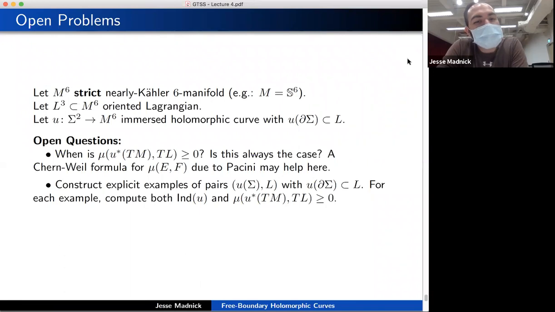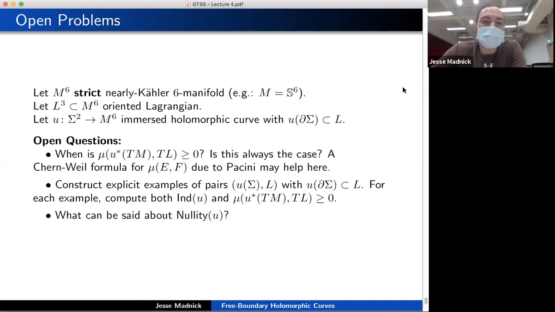So it would be good to have examples of pairs of holomorphic curves in, let's say, the sixth sphere, whose boundary lie on a Lagrangian. Computing the Morse index is very hard, but certainly it would be good to compute this boundary Maslov index and see what happens.